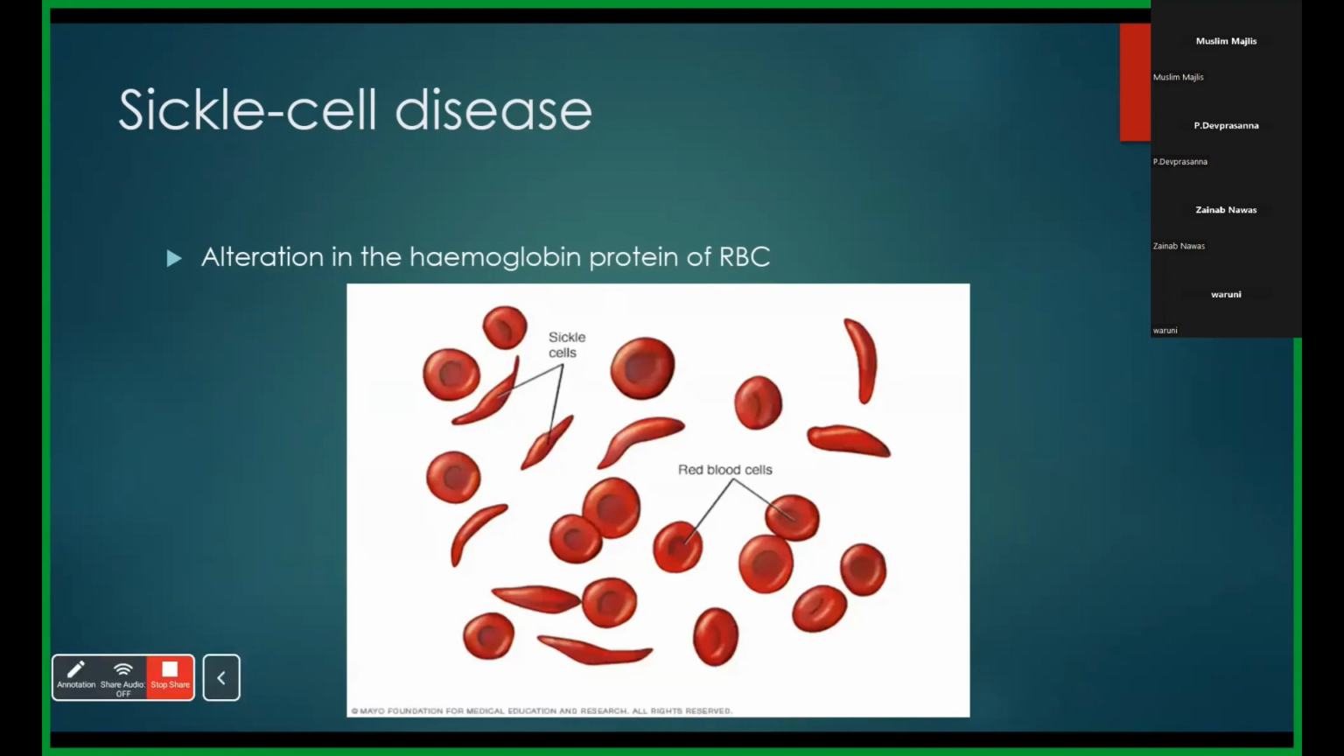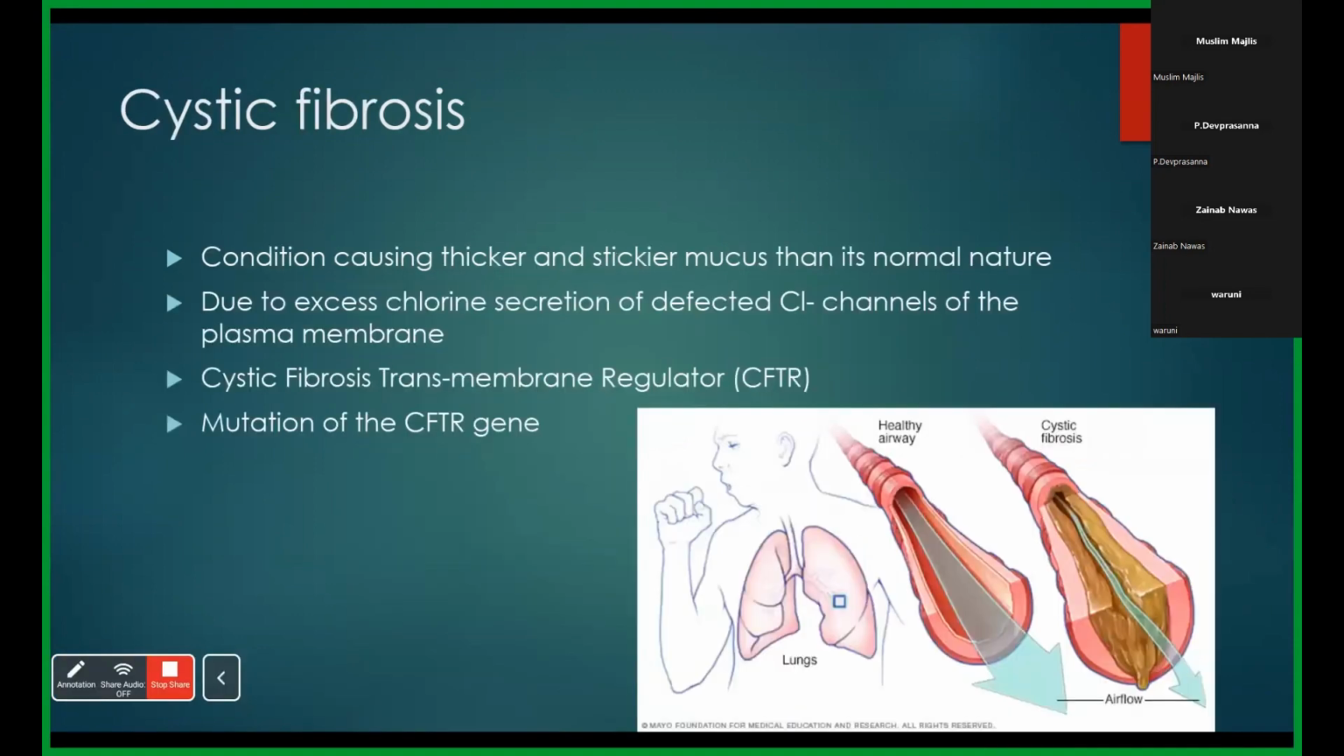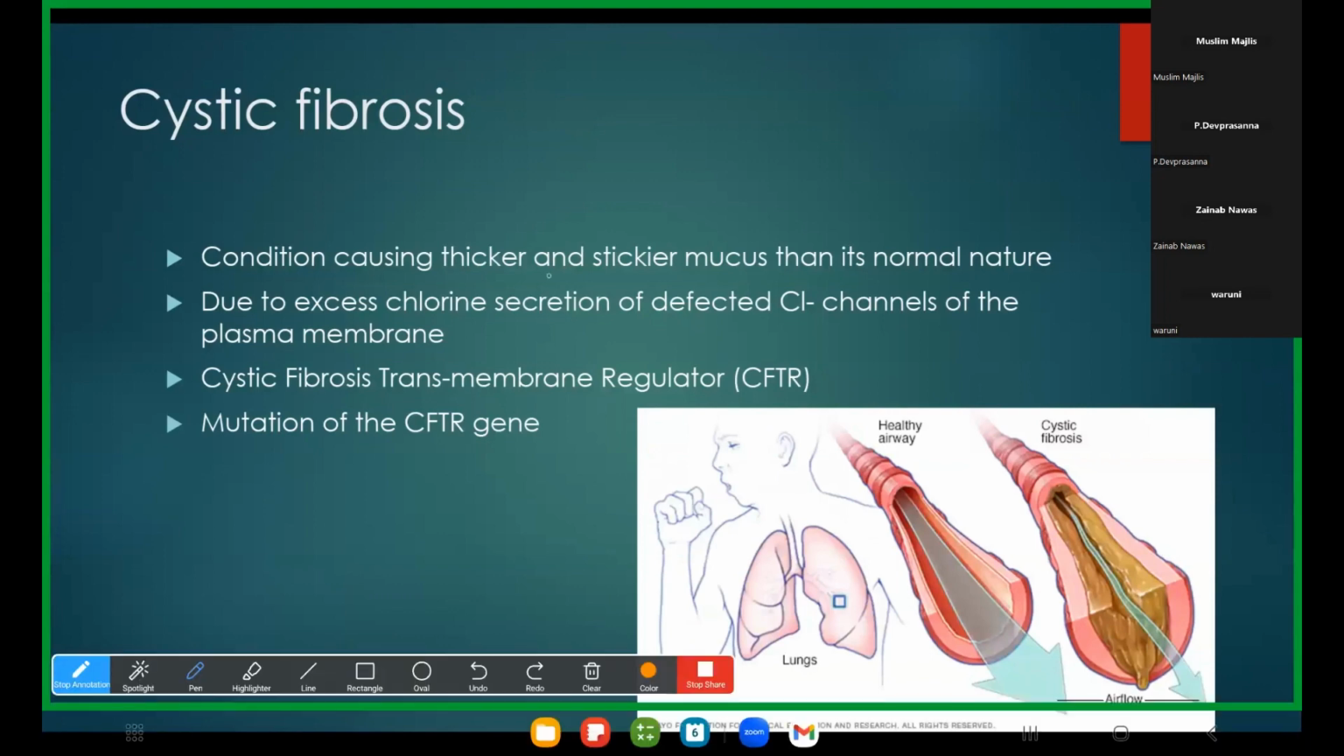Similarly, we have cystic fibrosis. The cystic fibrosis is a condition causing thicker and stickier mucus than its normal nature. This happens because of excess chlorine secretion of defected chlorine channels of the plasma membrane. This again is a defect of the cystic fibrosis transmembrane regulator. This is the name of the gene. So this mutation of this gene would lead to producing thicker and stickier mucus.